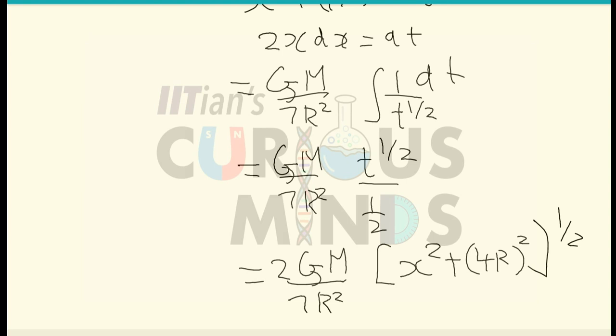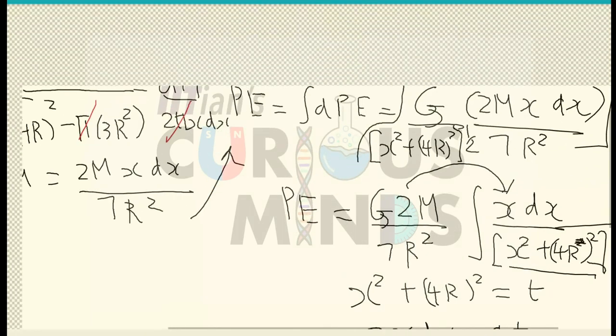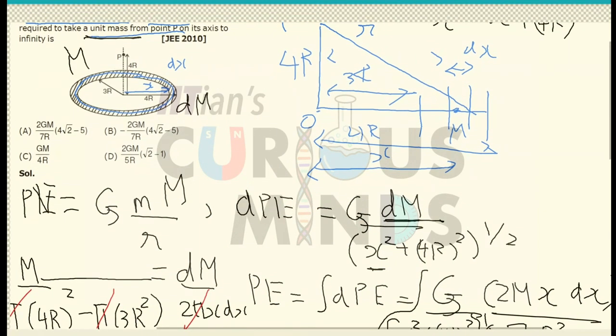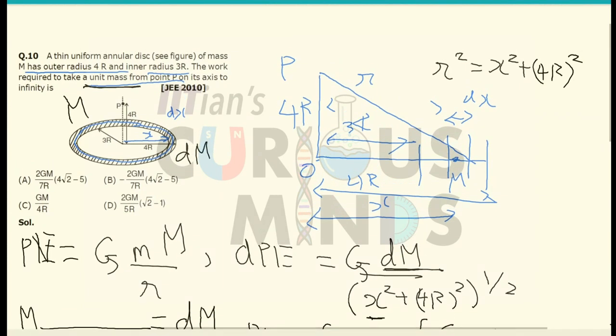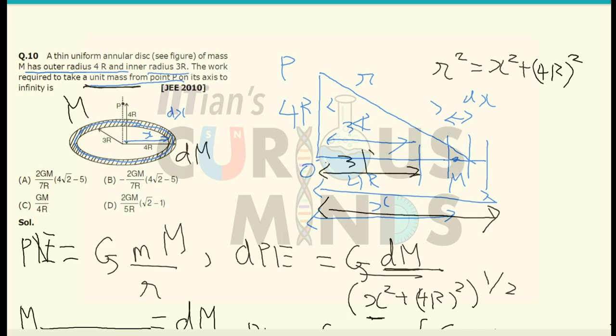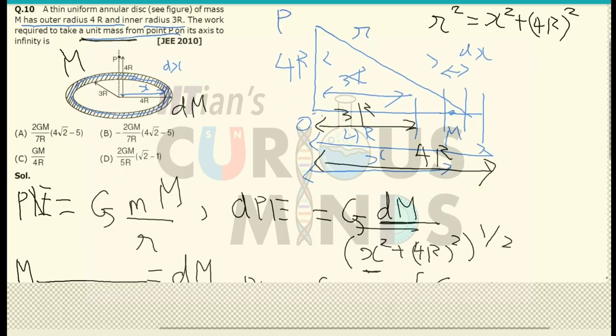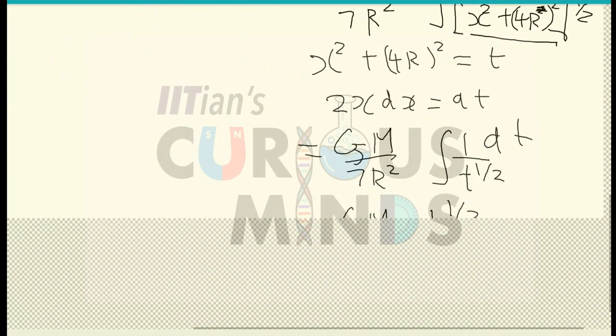Now from where till where we will integrate this part? What are the limits of this integration? Let us check the diagram once again. The limits of x: the upper limit I can clearly see is equal to 4r, and the lower limit is equal to 3r. So let me substitute the values and get the answer over here.